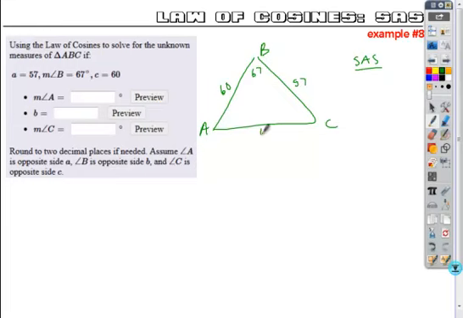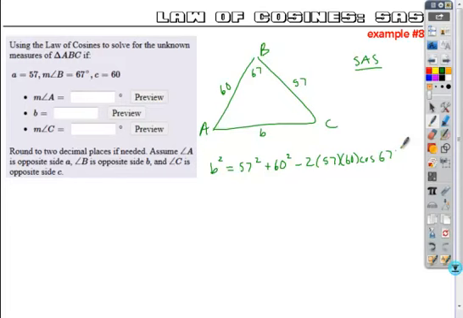In this case, the unknown that we're going to solve for first is B, and B is opposite the angle B. So we can set up law of cosines with the designated side: B squared is equal to the sum of the squares of the other two sides, so 57 squared plus 60 squared, minus twice the product of those two sides times the cosine of the angle opposite B, which was 67 degrees.